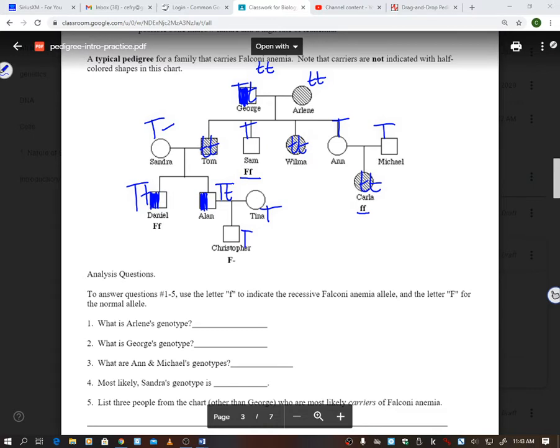All right, let's look at Sam. They already told us he's half filled in, right? Because he had that little t from mom. Same thing with Ann here.